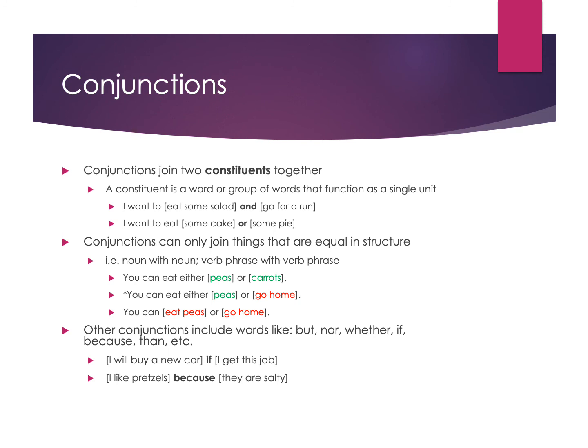So our common ones are things like but, nor, when, if, because, then, and, and or. And I can link things as big as two full clauses. So I can say I will buy a new car if I get this job. These are two independent clauses that are sentences, but I'm linking them together with a conjunction. Or I like pretzels because they are salty. So you can link any kind of structure at any level.